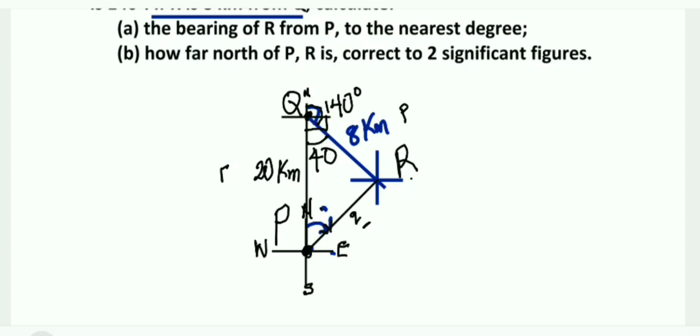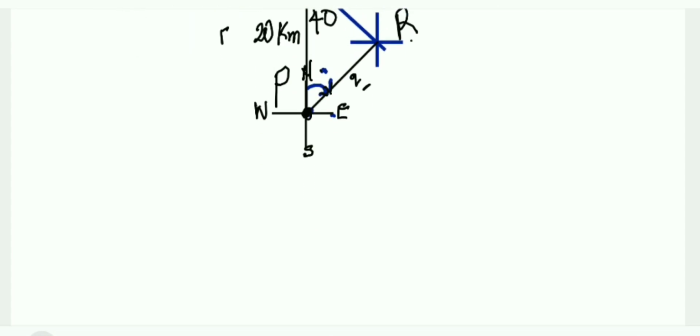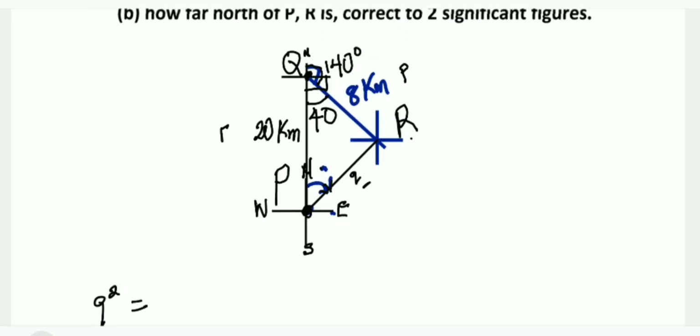So let's find the value of q. To find the value of q, we're going to use the cosine rule. I told you about the cosine rule in my previous class. So it's going to be the square of q. The square of the side you're looking for will be equal to the sum of the squares of the other two sides, just like the Pythagoras theorem, but in addition to this will be minus 2rp cos Q.